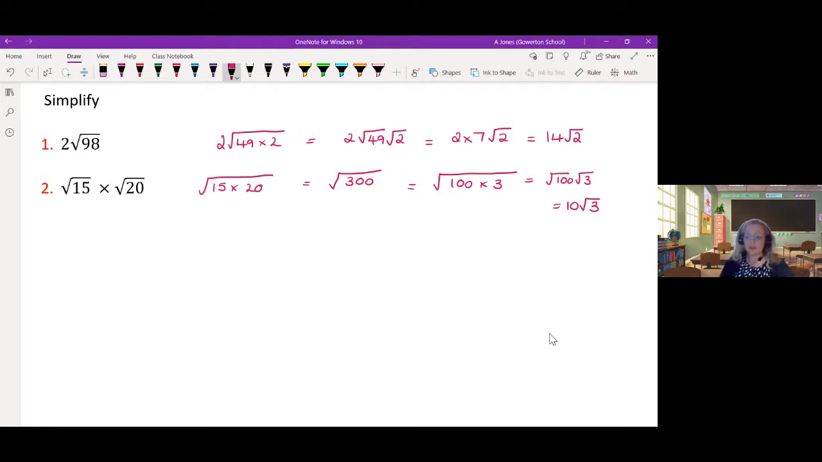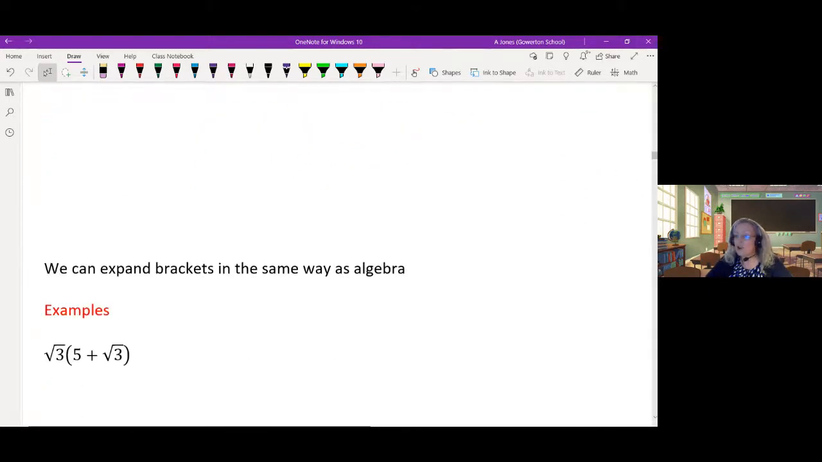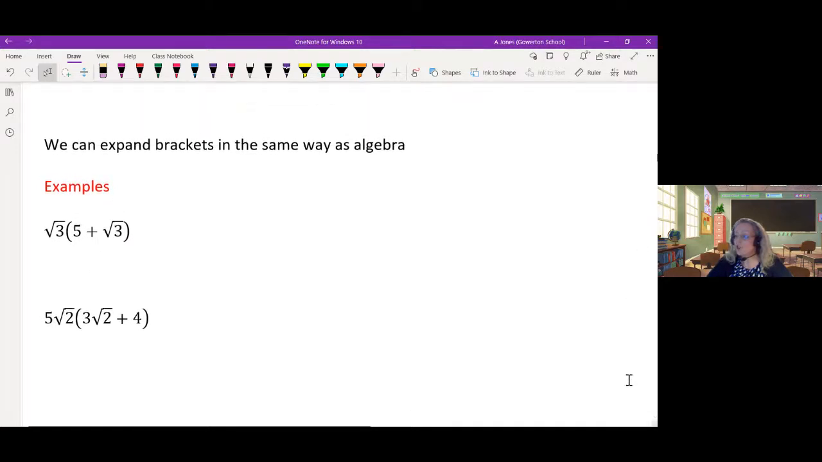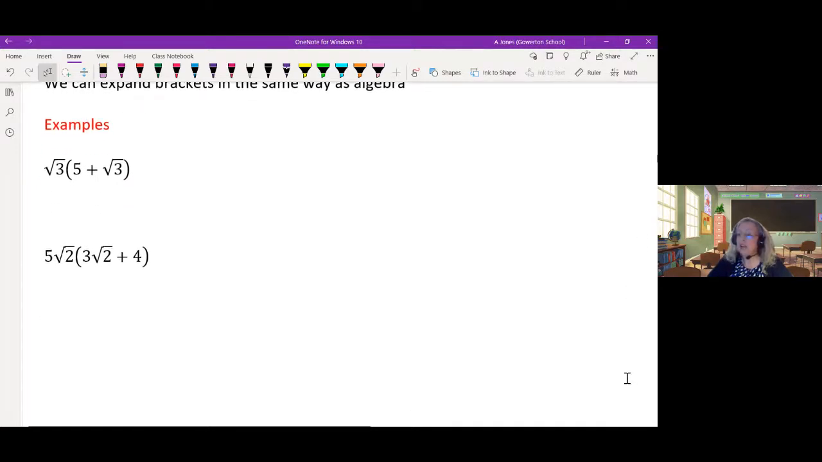So that's the basics of our simplifying, and that's sort of the main part that we need for the first parts of these questions. And what we might also need to do is we might need to be able to multiply out brackets. So let's have a look at those. Now, when we're multiplying out brackets, we treat them in the exact same way as we would algebra.